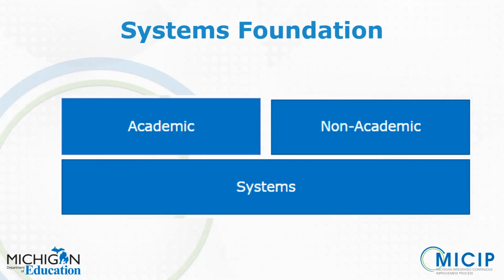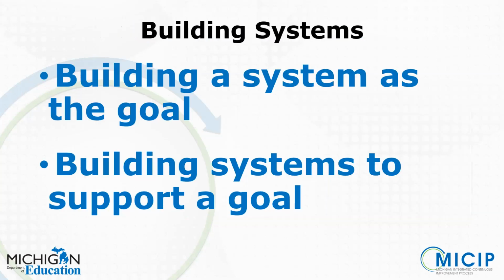In MICIP, users are asked to identify their primary focus area of inquiry and of their data story: academic, non-academic, or systems. Systems are foundational to both the academic and non-academic, and they are also critical in and by themselves. When we talk about building systems in MICIP, we refer to two ideas: building a system as a goal and building systems to support another goal. We will spend a few minutes looking at each.